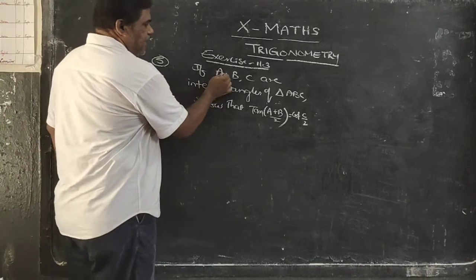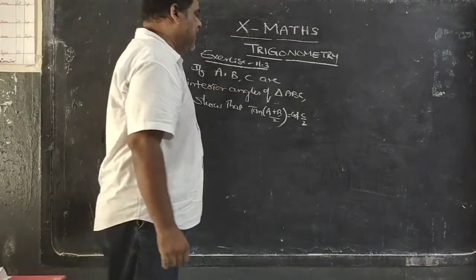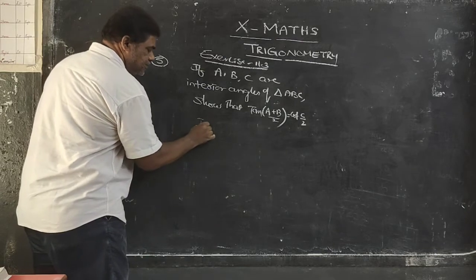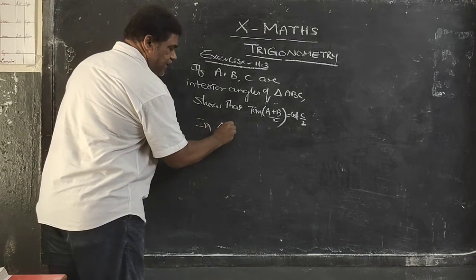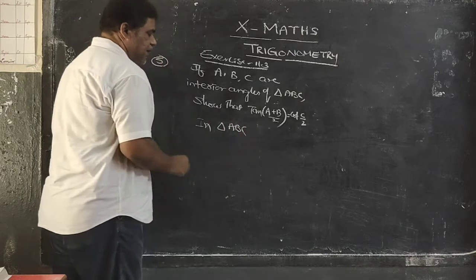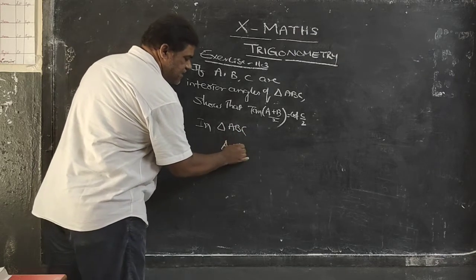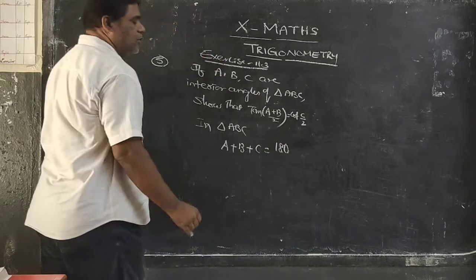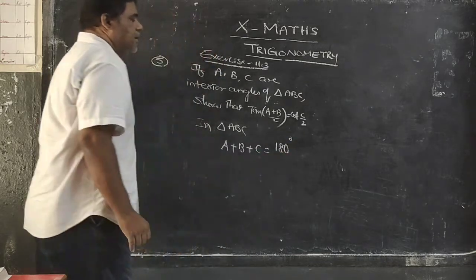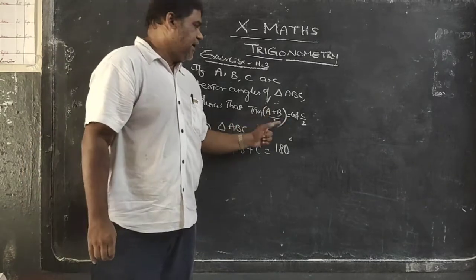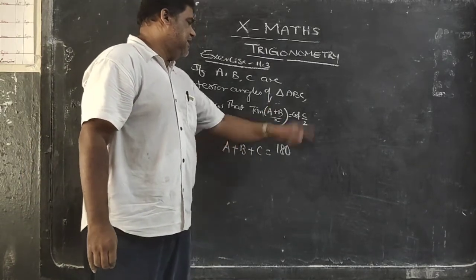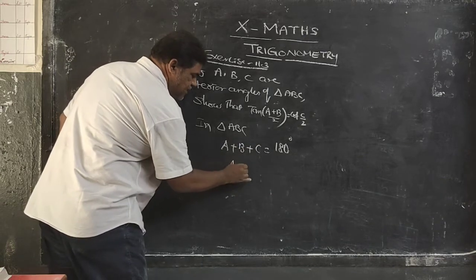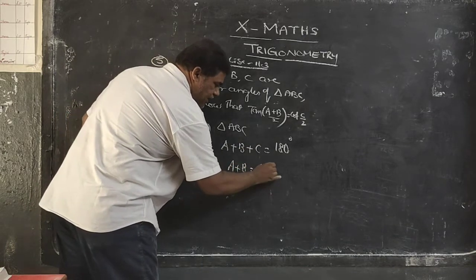So here the given condition is A, B, C are interior angles of triangle ABC. In any triangle, the sum of the three angles is 180 degrees. So A plus B plus C will be equal to 180 degrees. In the answer, A and B are on one side, C is on the other side. So let us send C to that side. A plus B is equal to 180 minus C.